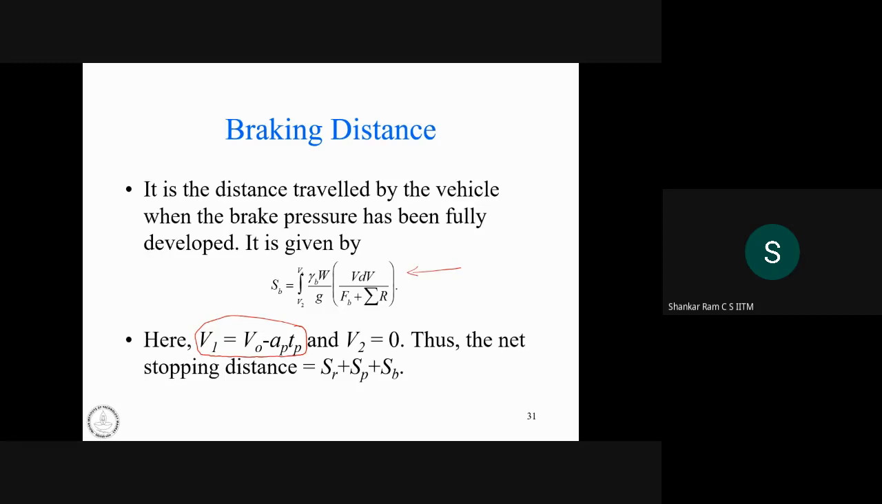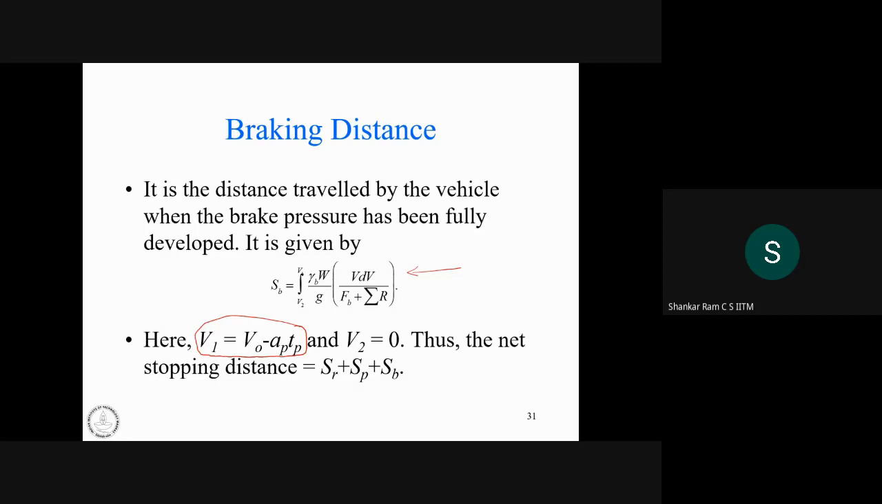So that's the concept. Now the sum of these three distances, that is the reaction phase, the pressure build-up phase, and the braking distance, will be the total stopping distance of the vehicle. I hope that is clear, how we got this equation or formula for calculating the braking distance.